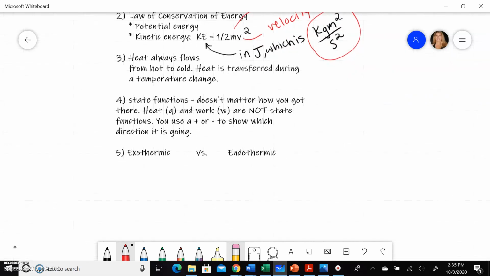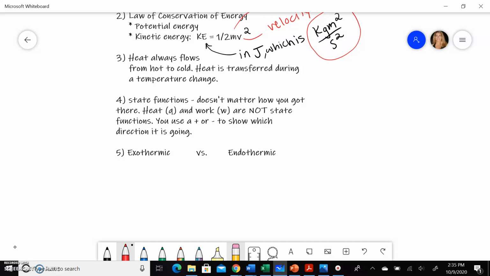The next part of these notes involve the word state functions. State functions means that it does not matter how you got there. So some examples of that are pressure. We don't care whether you pushed on something or released the pressure. We just want to know what is the pressure. So it doesn't really matter how you got there.